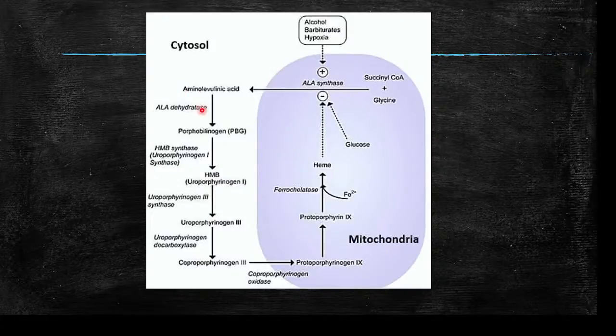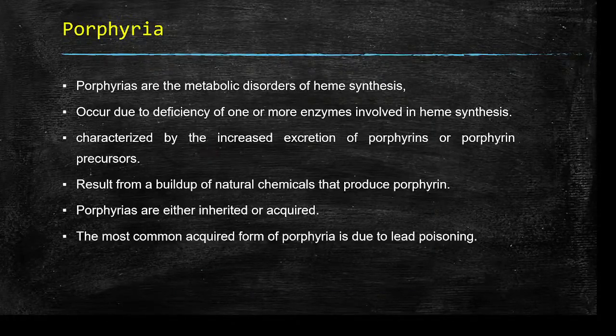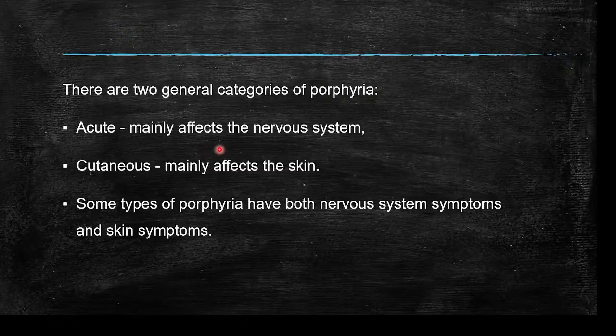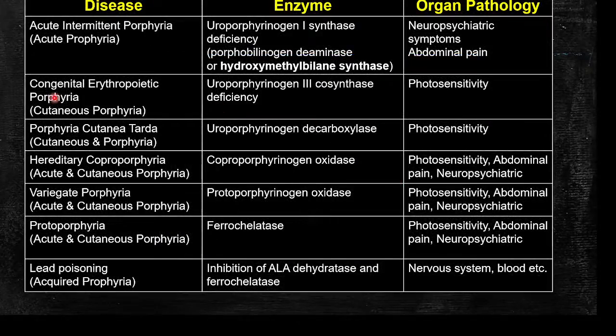So these are the enzymes catalyzing these reactions. When there is a deficiency of these enzymes, it causes the buildup of these intermediates in the blood, which leads to various diseases, what we call porphyria, a group of diseases. This can be inherited or acquired. They are acute or cutaneous, and sometimes they can be both. Acute affects the nervous system, and cutaneous porphyria affects the skin.